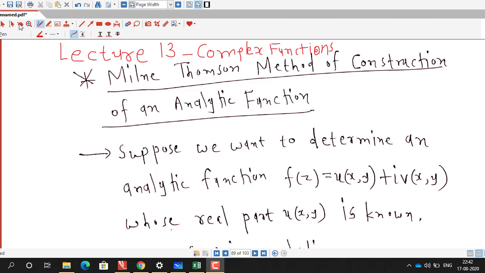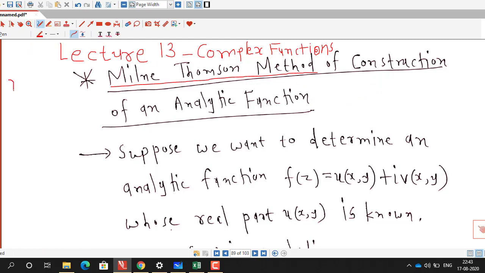In last lectures we have discussed harmonic functions and harmonic conjugates, and we have seen how to find the harmonic conjugate of a given harmonic function. Today we are going to discuss a very important method of constructing an analytic function. The method is known as the Milne-Thomson method. Milne and Thomson are the names of two mathematicians. They have given the method of constructing an analytic function whose real part or imaginary part is known.